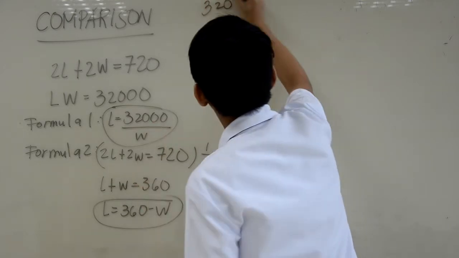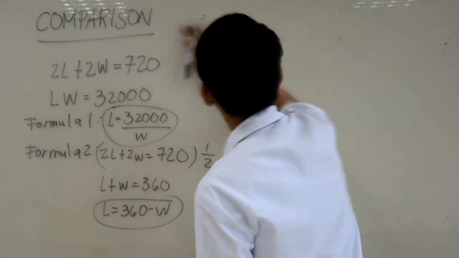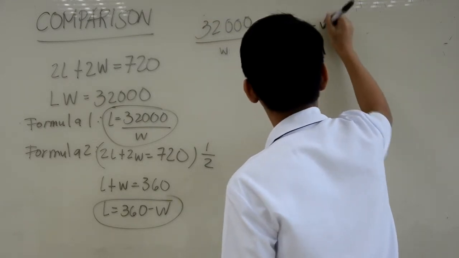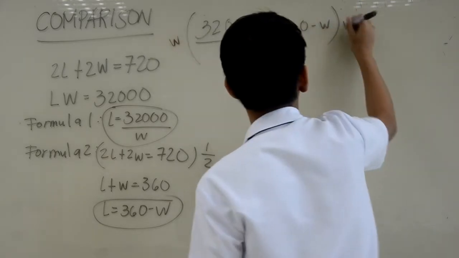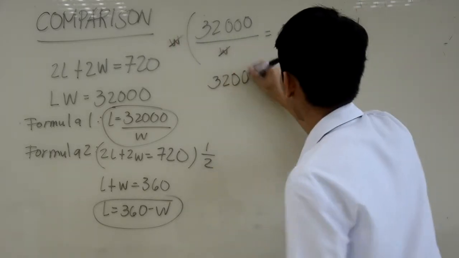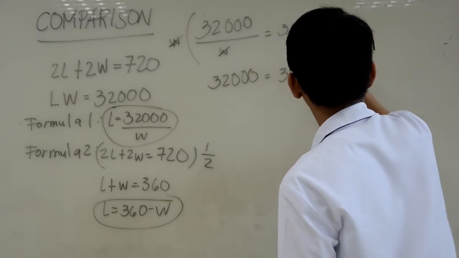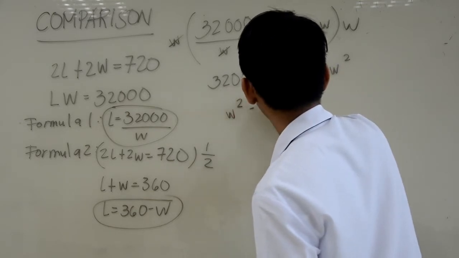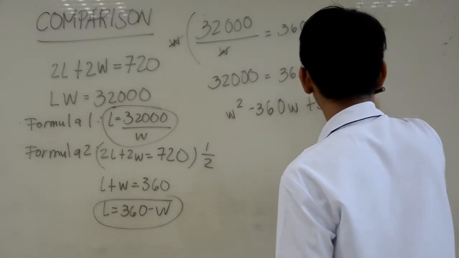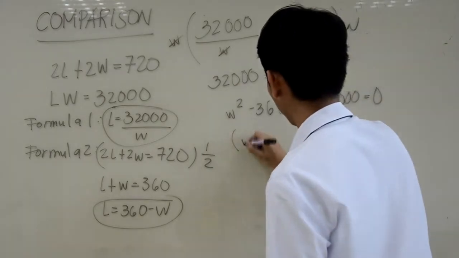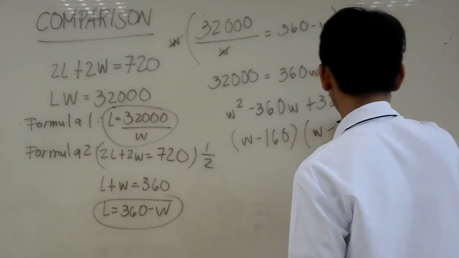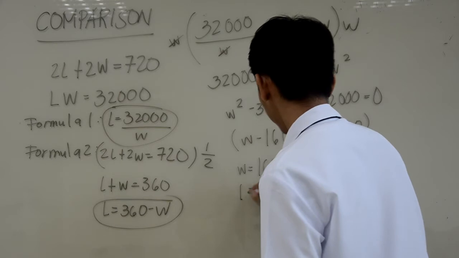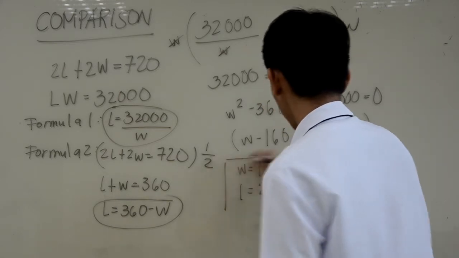We can compare these two equations or put them side by side. So 32,000 over W is equal to 360 minus W. Then we multiply both sides by W. The answer would be 32,000 equals 360W minus W squared. Then the answer would be W squared minus 360W plus 32,000. Factor the trinomial, and the answer would be W minus 160 times W minus 200. And the length would be 200 centimeters and the width is 160 centimeters.